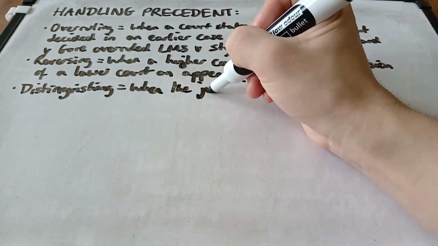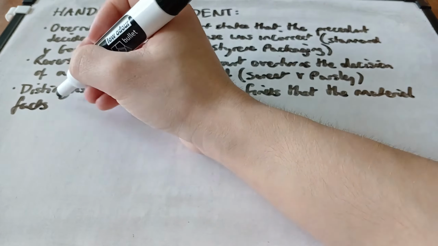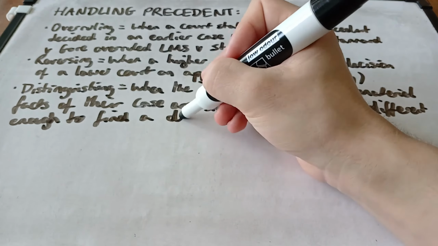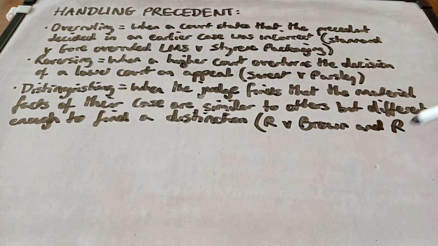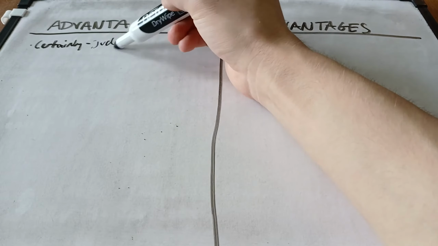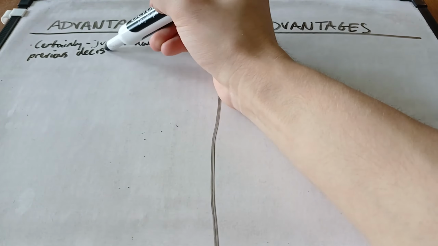And then finally, distinguishing is when the judge finds that the material facts of their case are similar to others but different enough to find a distinction. And this is seen in the cases of R versus Brown and R versus Wilson. Now I'm going to look at some advantages and disadvantages of precedent.